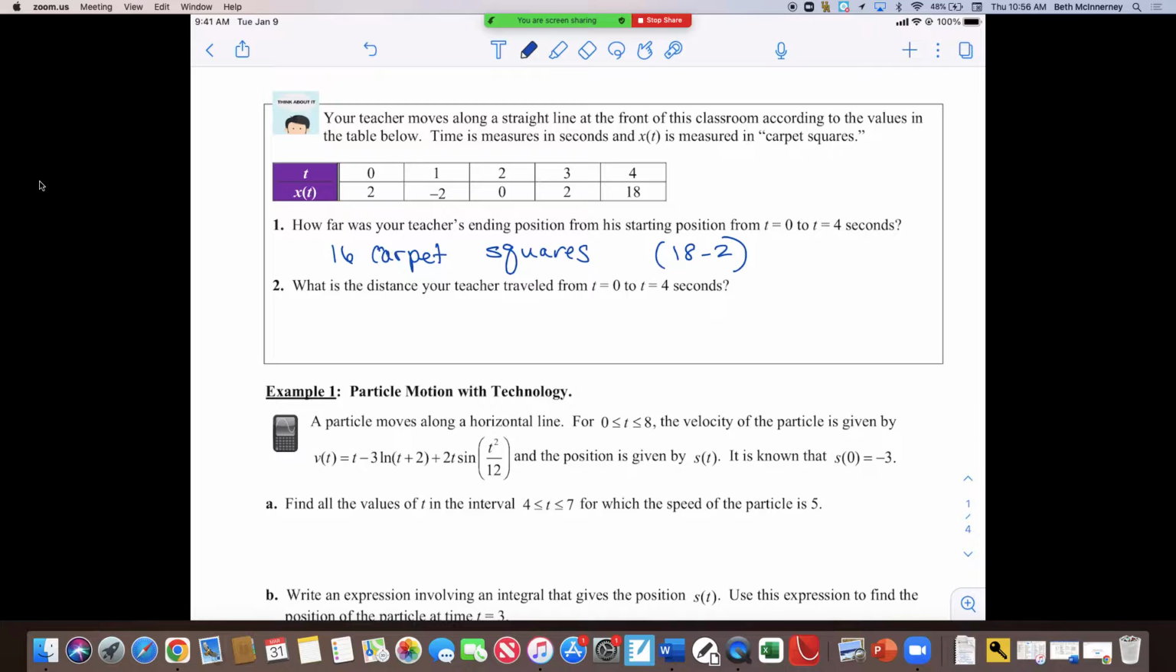All right, number 2. Stephen, what did your table say for what is the distance your teacher traveled from t equals 0 to t equals 4 seconds? Good job. 24 carpet squares. All right, Jackson, did your table get 24? Okay, how would you come up with the 24 then? Oh, okay. Ella, did you get there? Yeah, we just added all the positive values and subtracted the negative. Okay.